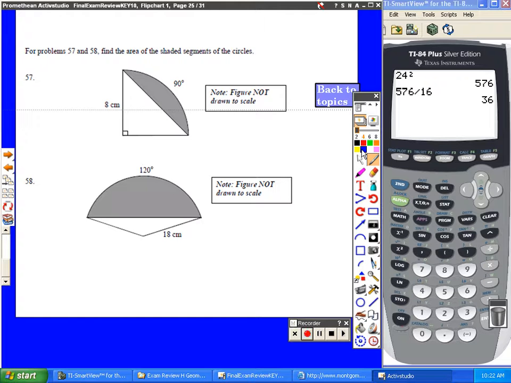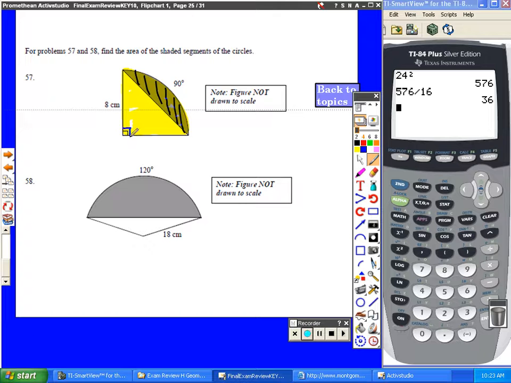Question number 57 and 58. You're going to be finding the area of just this shaded section. But in order to do that, you have to first find the area of the entire portion of the circle. So I'll start by doing that. The area of the entire portion of the circle should look something like this.